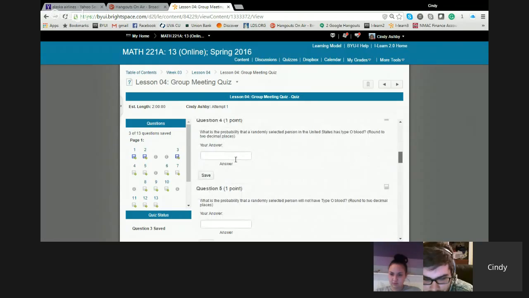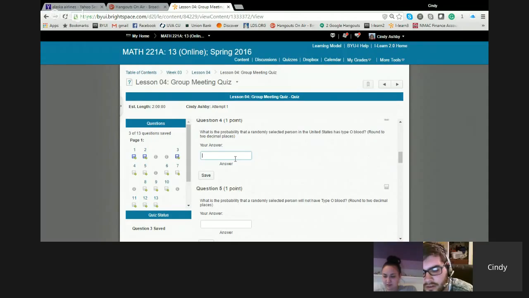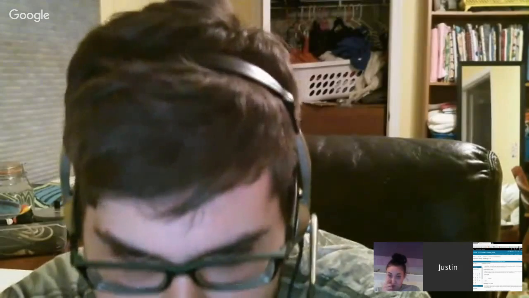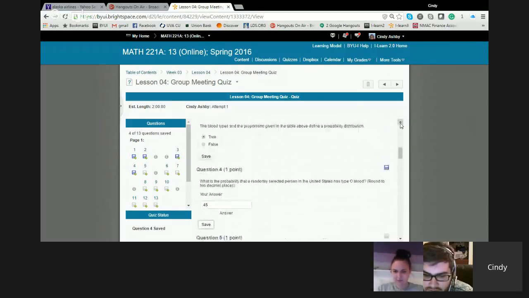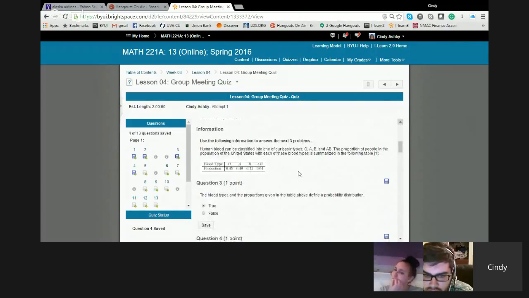I feel like I'm being tricked. These are apparently very easy. So do I put it as 0.45 or 45? 0.45, right? 0.45, round to 2 decimal places, I'm assuming. But it's not rounding. I don't understand. Because if you add all the numbers together, it's 1, and so it's still 45%, right? Yeah. Okay.